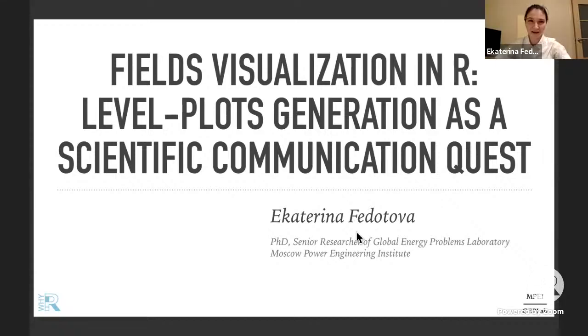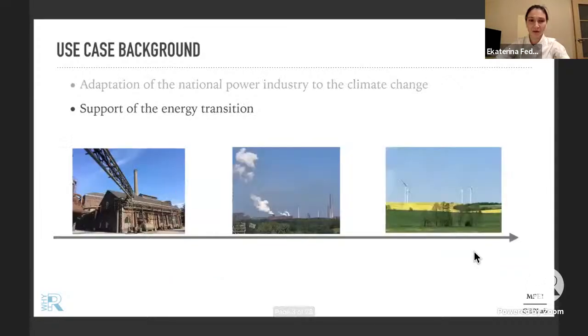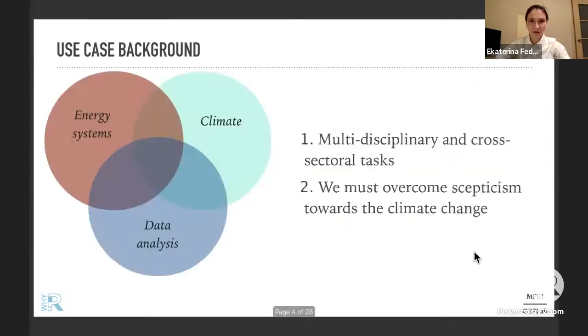Thank you. Hi, I am an energy researcher, and my working group is working on two kinds of problems. The first one is adaptation of the national power industry to the changing climate, and the second is supporting the energy transition on a national level. That means that we are working on an intersection of three big research and development sectors: energy systems models, climate science, and data analysis.